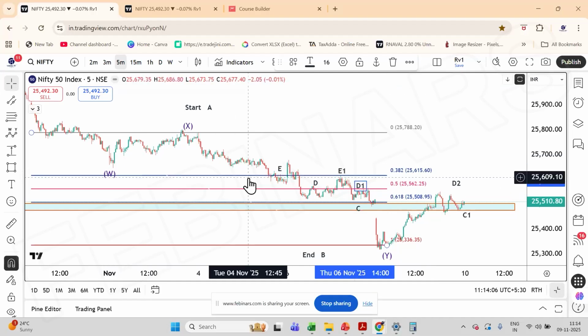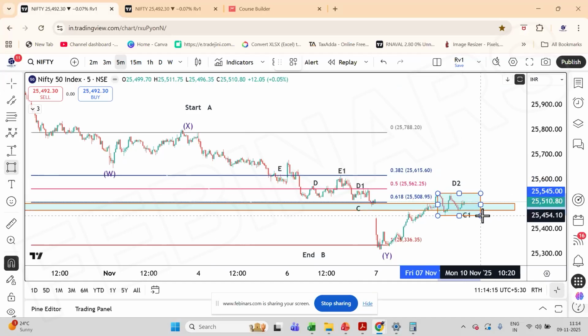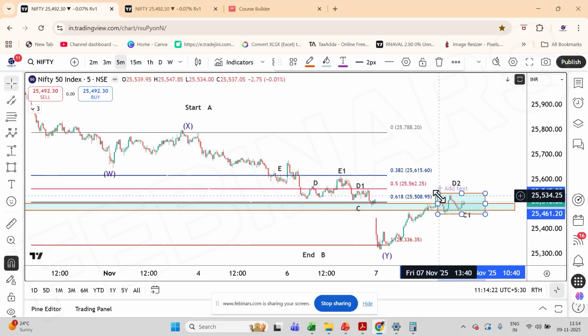Are you guys clear what the range is for Monday? Tomorrow's trading session, what could be the range? Basically, this could be the range for tomorrow's trading session.